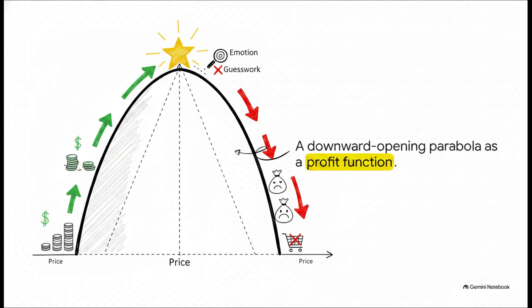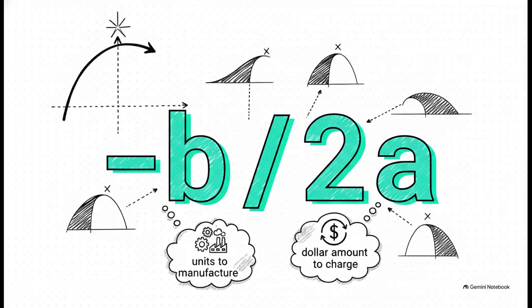By mathematically pinpointing the vertex on this specific curve, we completely remove all the emotion, all the guesswork from our business strategy. We just know the exact maximum profit point. I really want to ensure you never forget this little fraction right here, negative b over 2a. This simple calculation is literally the magical key to unlocking that peak. Whether X represents the thousands of units you need to manufacture or the exact dollar amount you need to charge your customers, this tiny fraction guarantees that you will land perfectly on the vertex of your specific market's parabola.